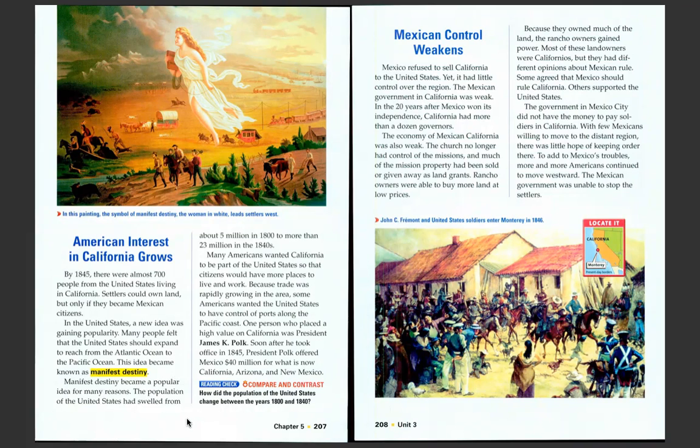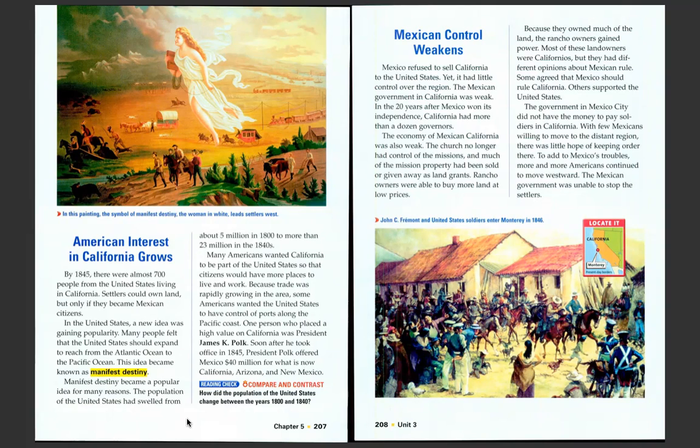Manifest Destiny became a popular idea for many reasons. The population of the United States had swelled from about 5 million in 1800 to more than 23 million in the 1840s. Many Americans wanted California to be part of the United States so that citizens would have more places to live and work. Because trade was rapidly growing in the area, some Americans wanted the United States to have control of ports along the Pacific coast.